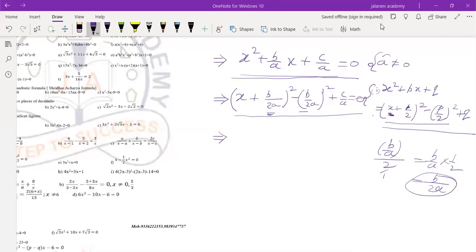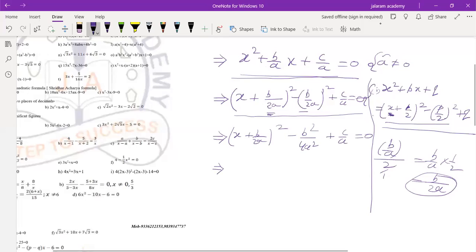Start again. So x plus b by 2a whole square minus 4 upon 4a minus b square upon 4a square plus c upon a equal to 0. Next line. It implies x plus b by 2a whole square minus 4.